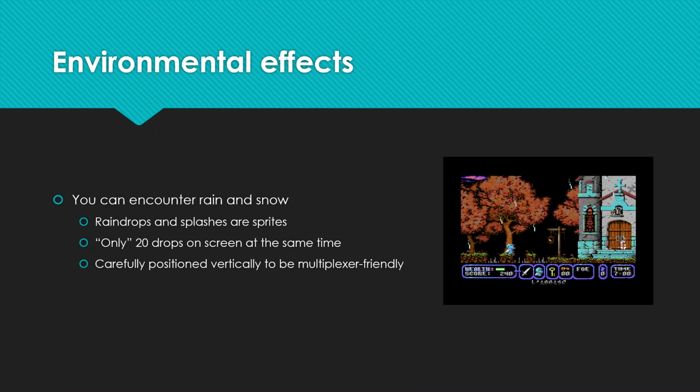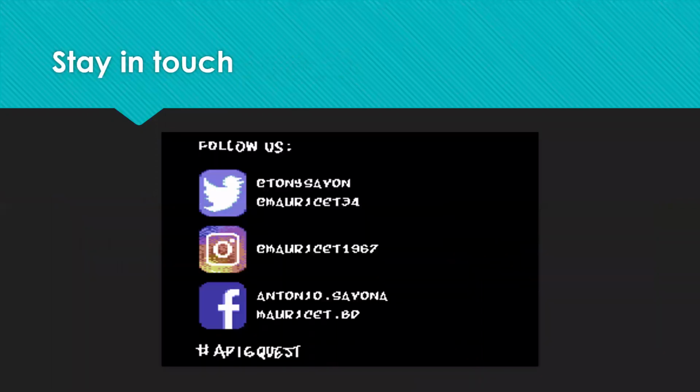It doesn't look like it, but there are only 20 drops on screen at the same time, and they are randomized, so they are shuffled horizontally, but they're carefully positioned vertically to be multiplexer friendly. So this is really just a demo effect, but it works really well, we believe, because the randomness used on the horizontal layer makes it look quite natural. Also, they go down at different angles, as you see, and the trajectory respects the angle. And that's the last effect that I wanted to show.